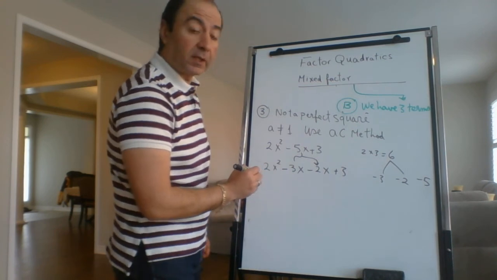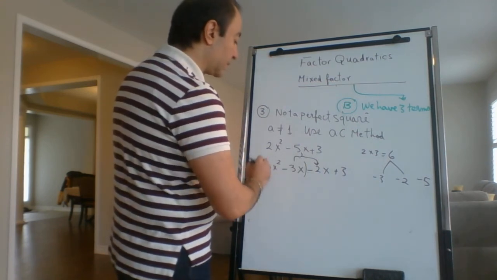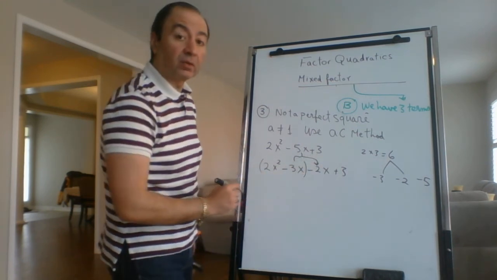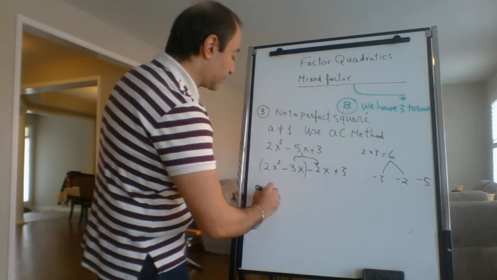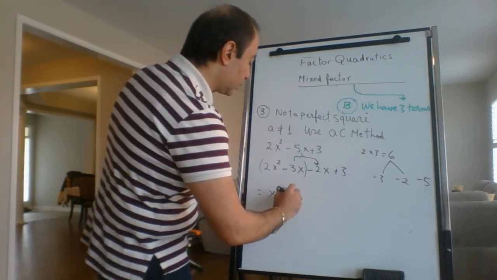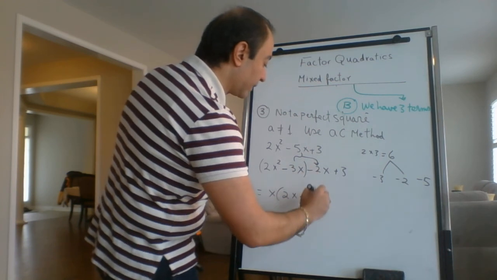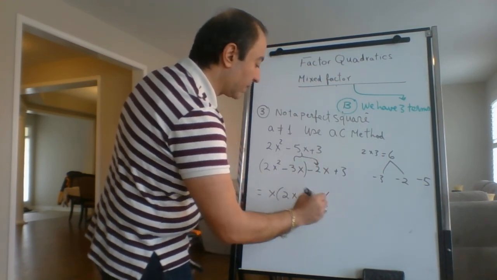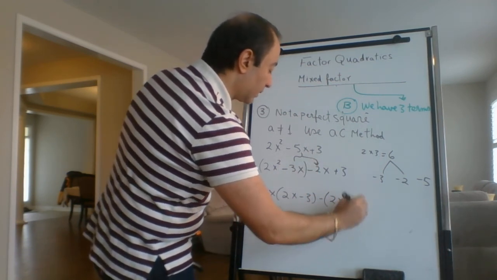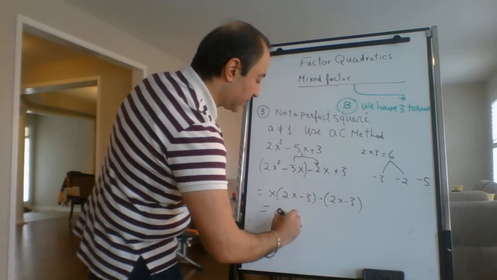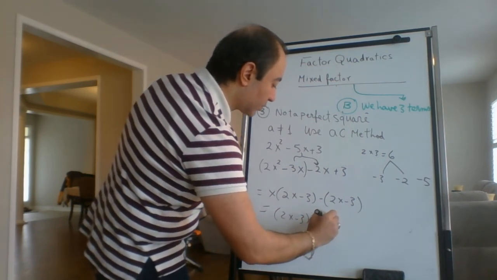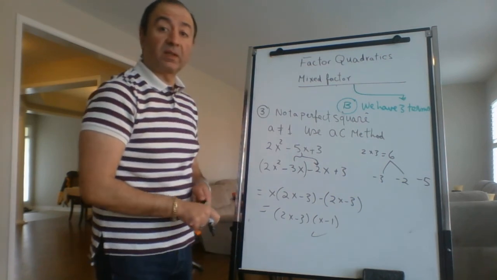Then we factor by grouping. So we group this and that, and we factor. So x is out, that will leave 2x minus 3, and here I factor the negative 1 out. I said before, when we have a negative, we factor it out. Then 2x minus 3, and that will leave x minus 1. And this is factoring the perfect square.